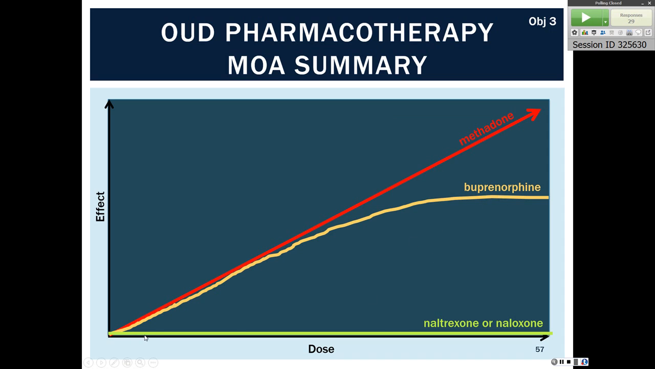And then with the antagonists, that's both naltrexone or naloxone. Know that naltrexone is a treatment, naloxone is overdose treatment. Both of those are antagonists, and so you have absolutely no opioid effect at all.